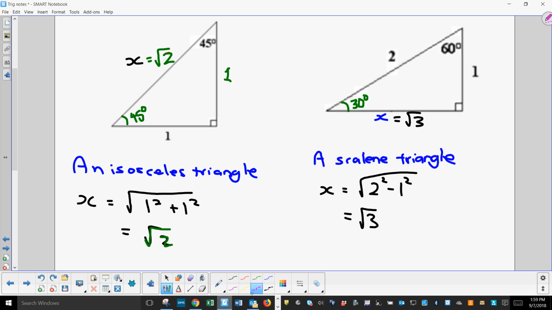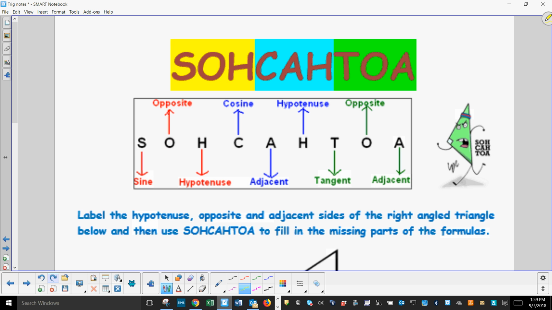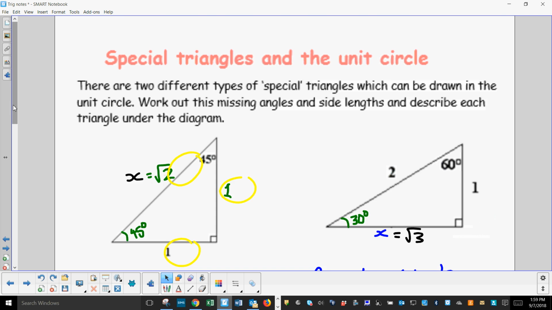Doesn't c have to be the hypotenuse? Right. Yes, it does. Yeah. But I called it x. I'm not calling it c. I'm calling it x.